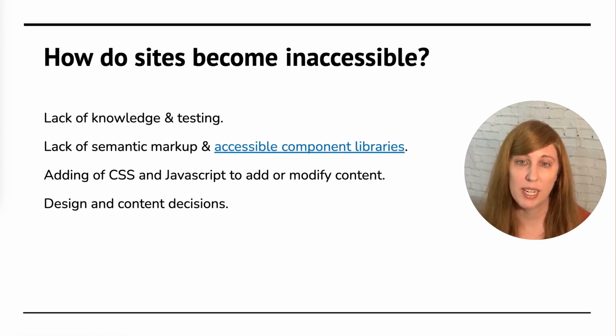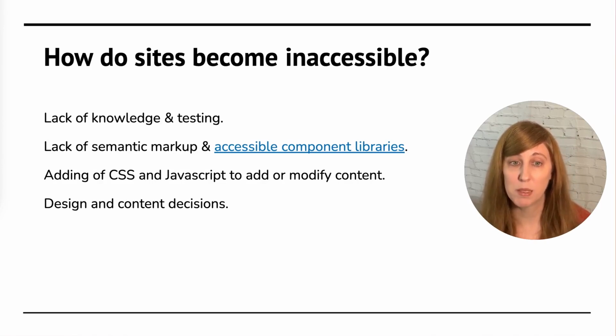So how does this happen? What kinds of things make websites inaccessible? The first is lack of knowledge and lack of testing. If you don't know anything about web accessibility, you're probably causing problems for people. If you aren't regularly testing for it, you're also probably having problems.